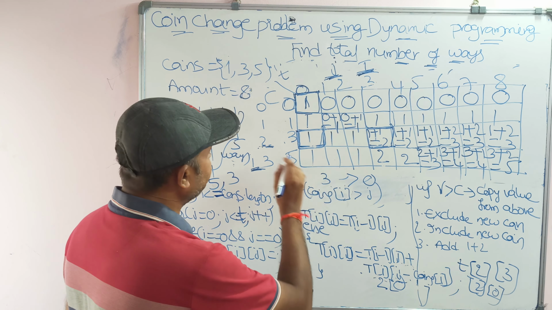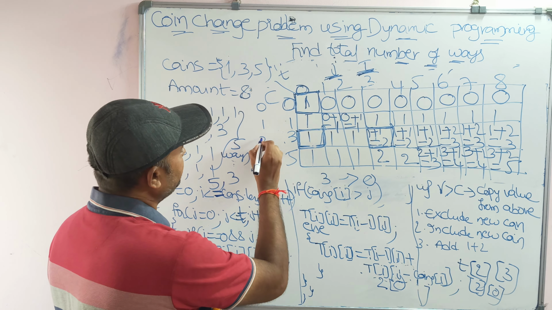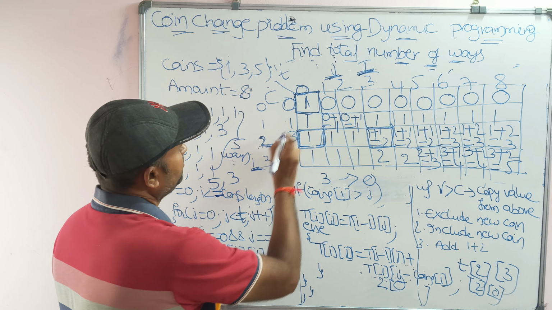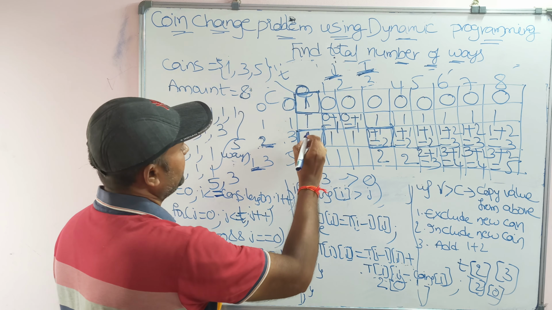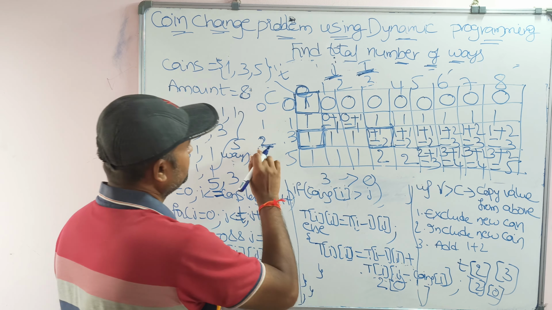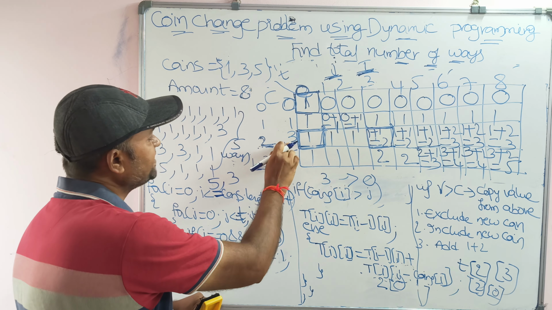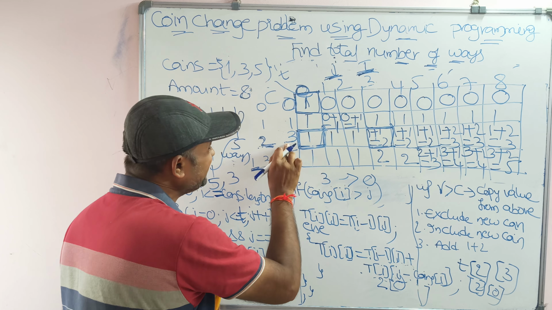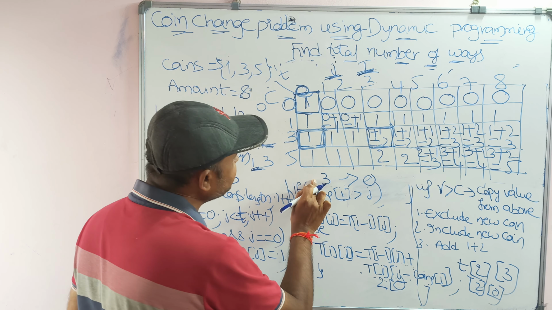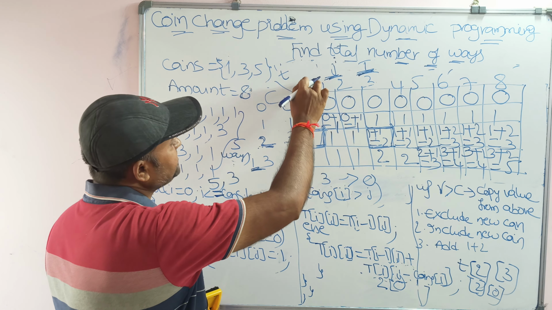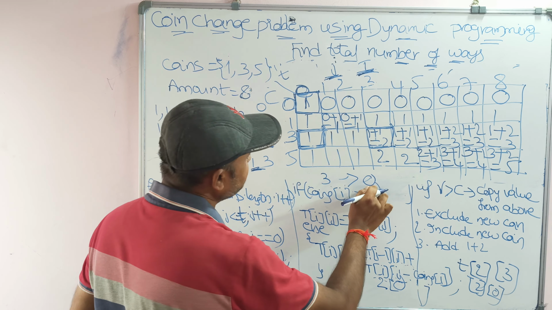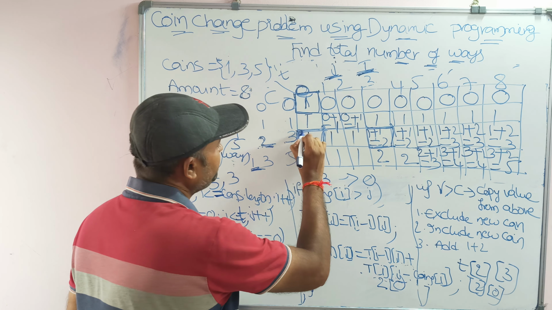So let us assume that here the row number is 2, whereas the column number is this 0. Let us consider this cell. So here what is the row number? 2. So coins[2]. What is coins[2]? It will give 3. 3 is the coin. So 3 is greater than, here what is the column number? 0. 3 greater than 0. Yes, condition is true.